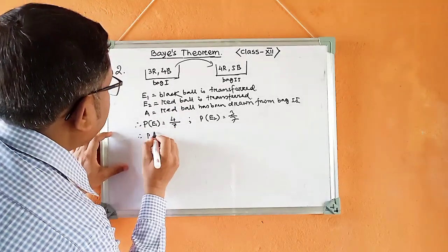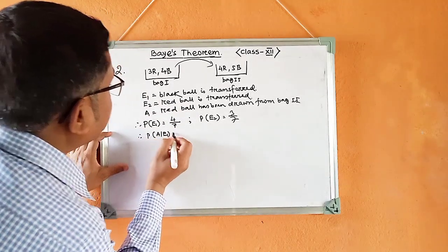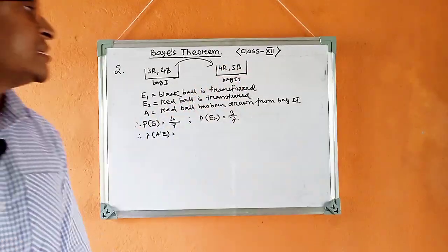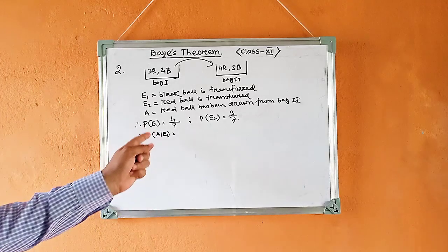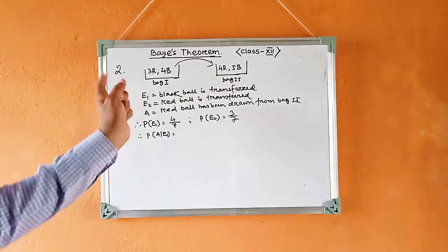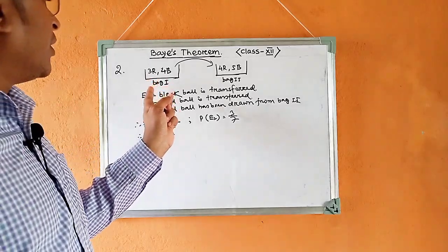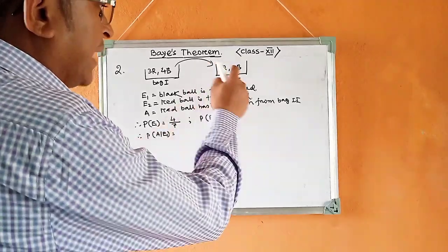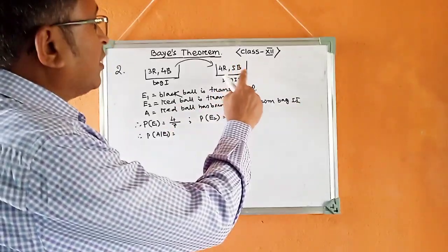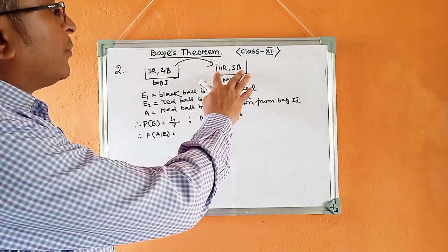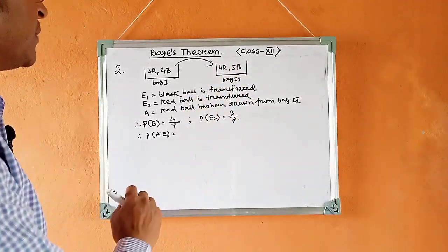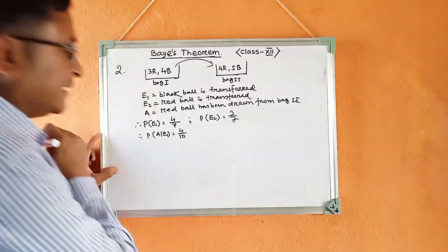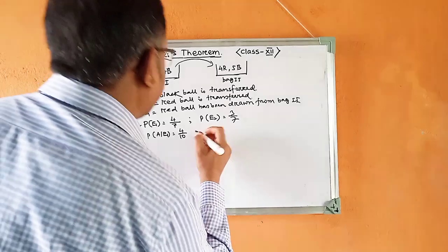Now see P(A|E1). Listen carefully, that means a red ball is drawn from bag 2 when event E1 occurs, that means a black ball is transferred from bag 1 to bag 2. So one black ball is transferred, there are 5 plus 1, 6 black balls in bag 2 now. 6 black balls and 4 red balls, so the total number of balls in bag 2 is 10. Out of 10 balls, a red ball is drawn, there are 4 red balls. So the probability is 4 divided by 10.